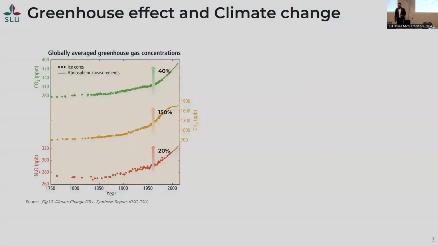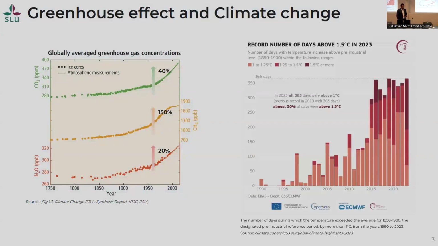Most of us are familiar that since the dawn of the Industrial Revolution, there has been a rapid increase over the years of the three major greenhouse gases, which are mainly attributed to human activities, which has led to this phenomenon of climate change, which we are all living through, with the increasing number of warm days every year.